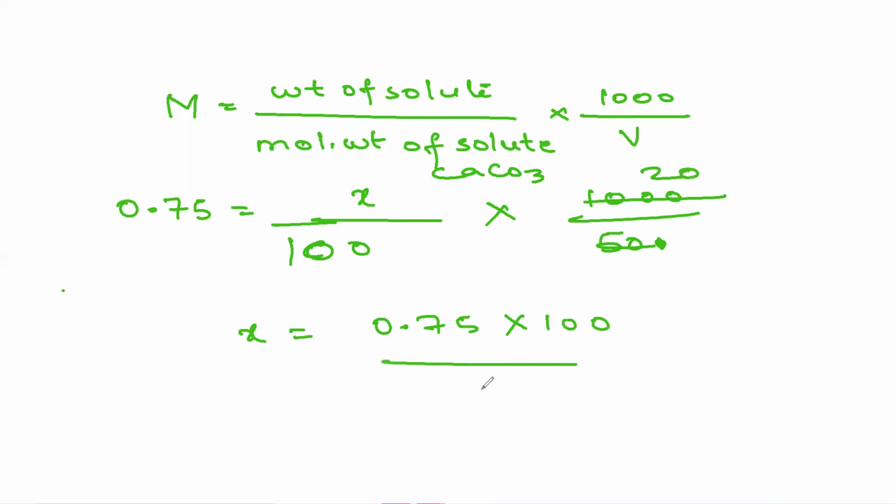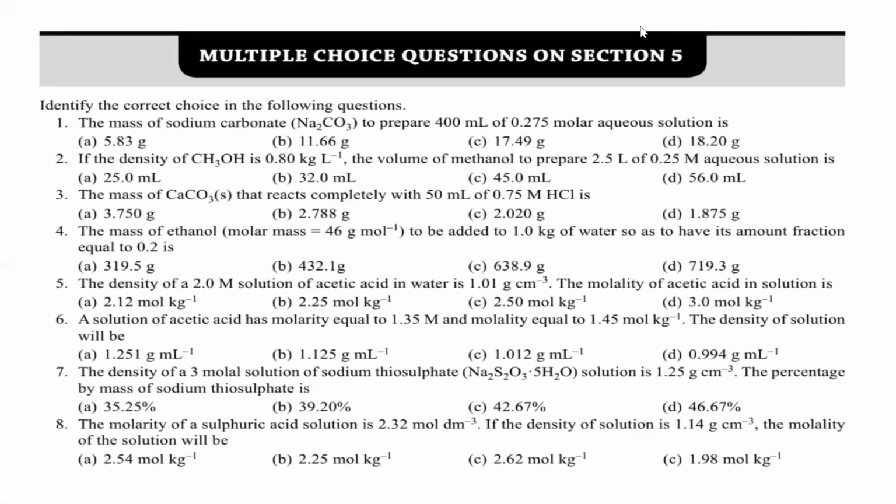No, 0.75 into 100 by 20, from which you will get 0.75 into 10, 0.75 into 5 finally. So 0.75 into 5 comes around 3.75 grams. So the answer is 3.75 grams. That is the weight of solute to be dissolved. So moving back to the question, the first option, that is 3.75 grams we have got.